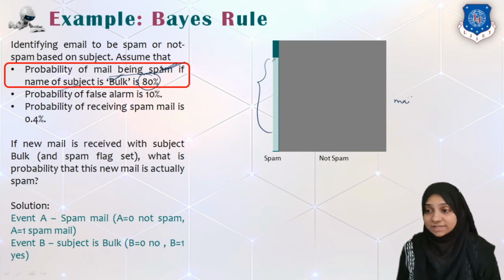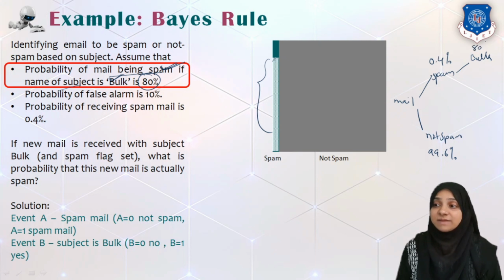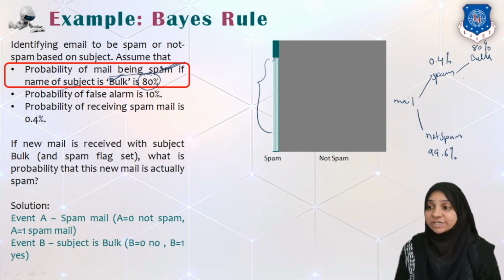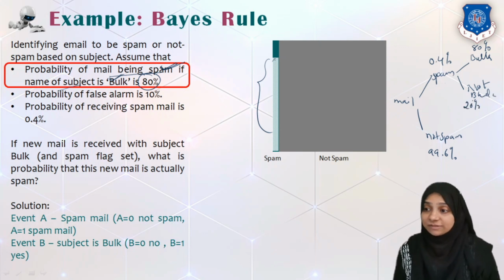So if I write that there are mails which are of type spam and not spam, this will be 0.4%, and this will be 99.6%. Out of this spam, if the subject is bulk, these many mails are having an 80% share. So if a mail is spam and it is not containing the word bulk, how many percent will be there? There will be only 20% of mails.